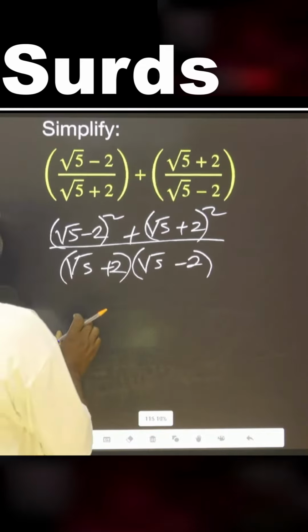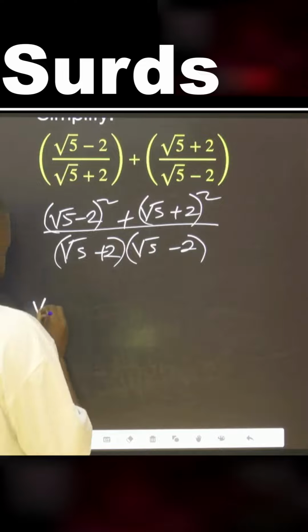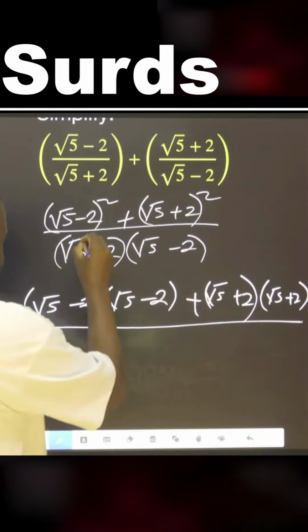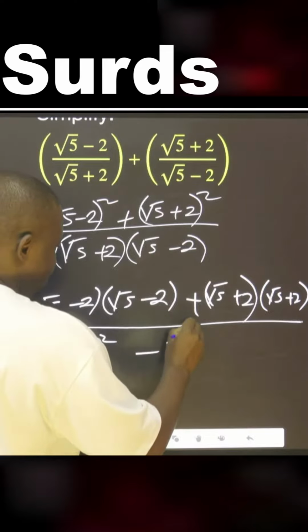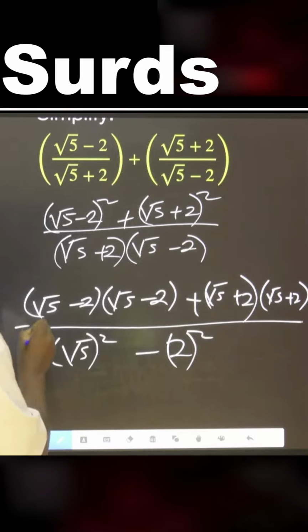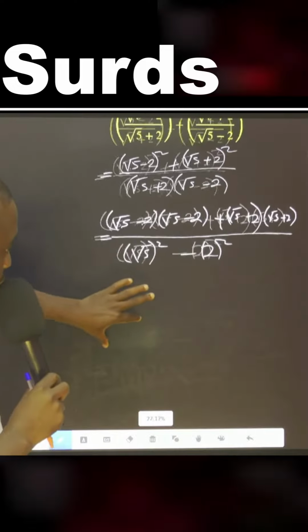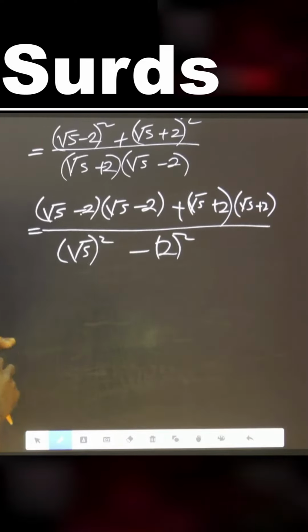Now, we need to expand this. That is to say, this will give us the square root of 5 squared minus this. Okay, so the next thing we need to do now is to work on this.